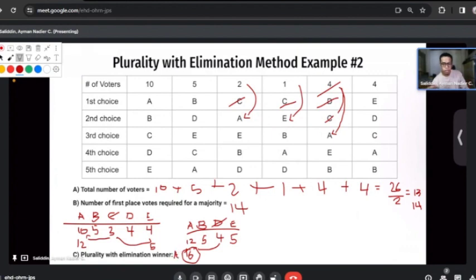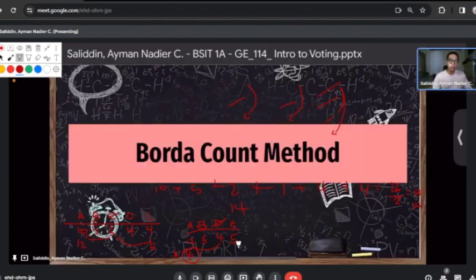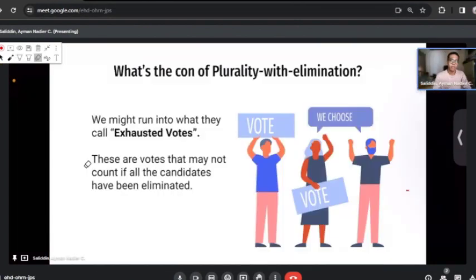There we have it. I hope you guys understood plurality and plurality with elimination method so far. Next, we're going to be talking about the Borda count method. Actually, before we jump to the Borda count method, let's talk about a con in the plurality with elimination method, or the IRV, instant runoff method.